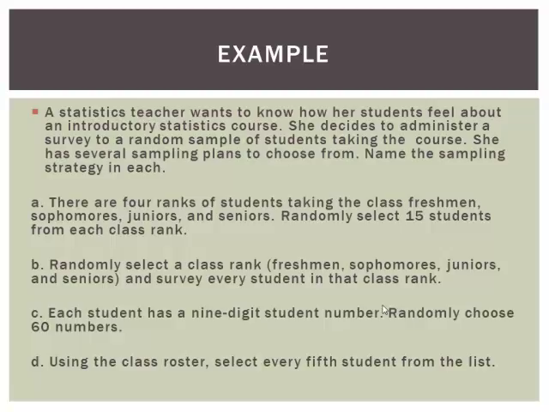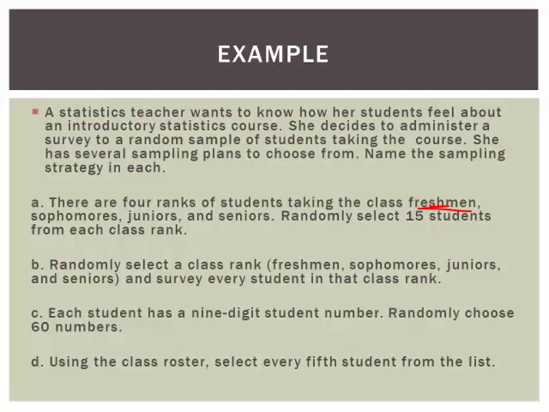Okay, welcome back. I know you paused it. So at the very least, hopefully mentally you go through these. There are 4 ranks of students taking the class: freshmen, sophomores, juniors, and seniors. Randomly select 15 students from each rank. So this is a stratified sample, right? Each stratum is one of the classifications.